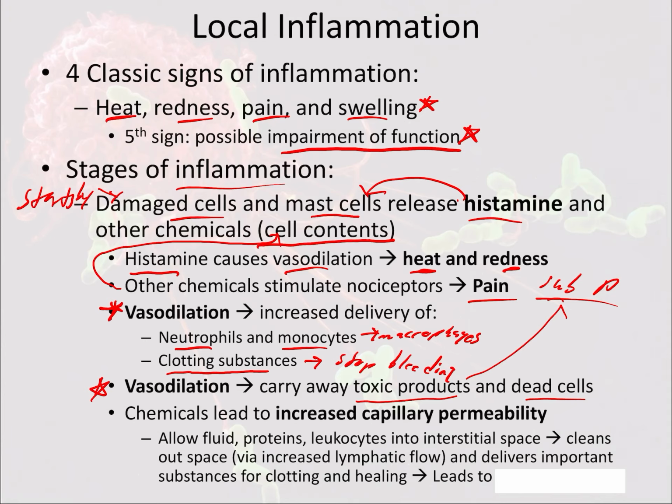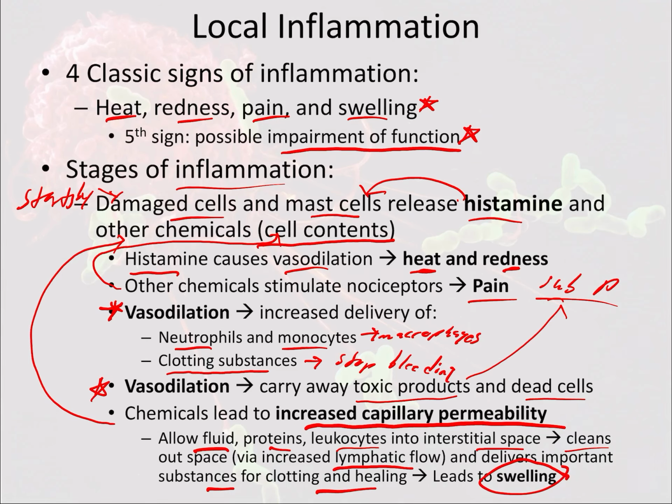Okay, so other chemicals released from cell contents lead to what's called increased capillary permeability. The ability of the capillaries to let things get out of the bloodstream into the interstitial space increases. This allows fluid, proteins, and white blood cells to get into the interstitial space. This is good because we need that to clean out the space, and it will increase our lymphatic flow. It also delivers important things for clotting and healing, but this also leads to swelling. If we're adding more things to the interstitial space, that's how we get swelling.